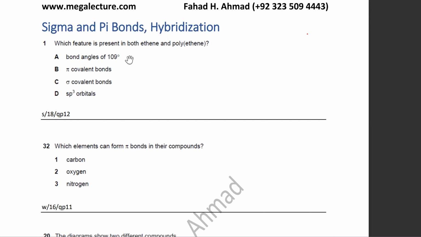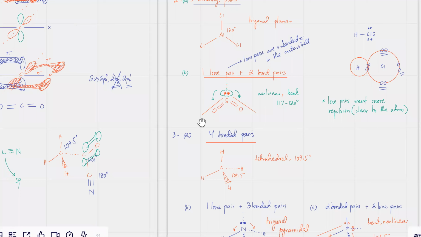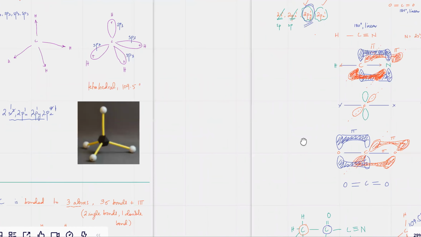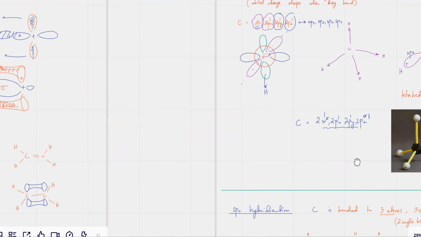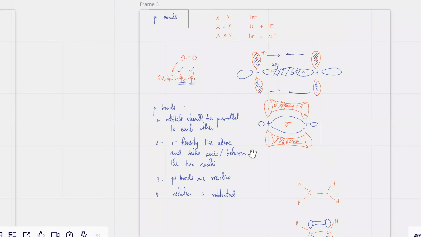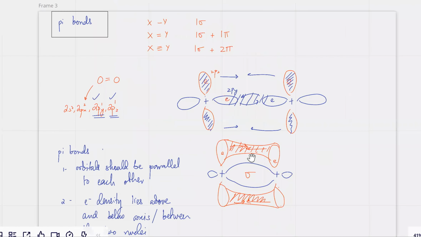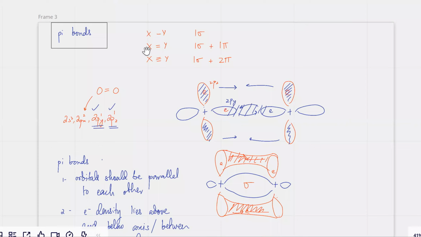Pi bonding is when you have a double bond. I told you that whenever there's a single bond, that's a sigma bond. The first bond between atoms is always a sigma bond. So whenever you have a single bond, that is sigma. Whenever you have a double bond, that's one sigma and one pi bond. And if you have a triple bond, the first one is a sigma and the other two bonds are pi bonds.